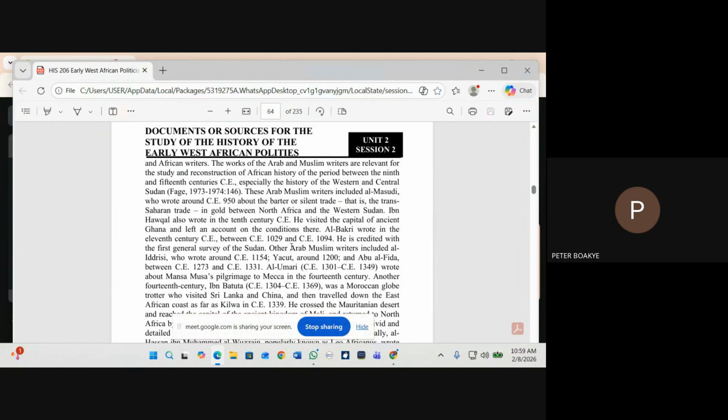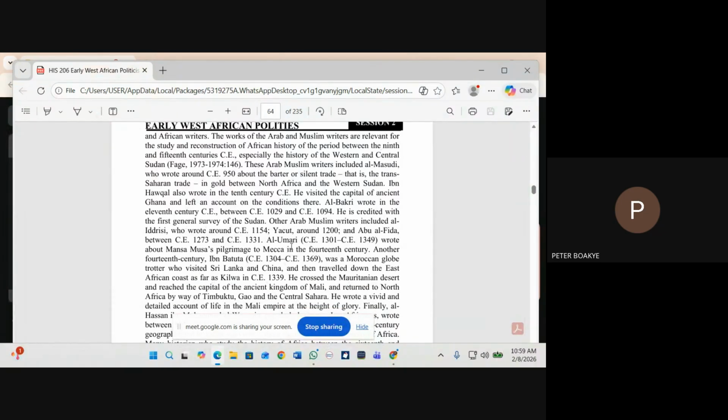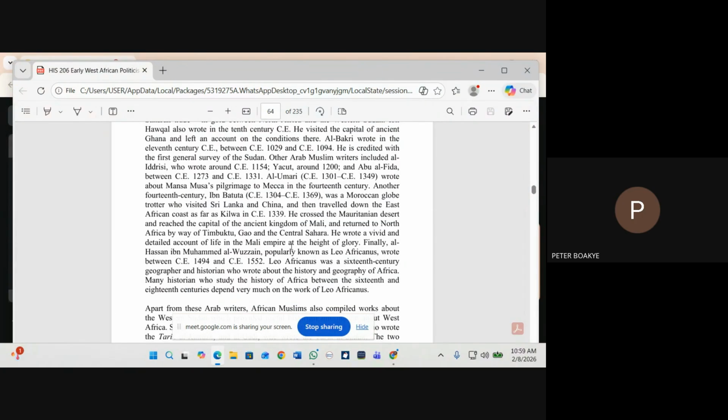who wrote about Mansa Musa's pilgrimage to Mecca in the 14th century. Another 14th century writer, Ibn Battuta, was a Moroccan globetrotter who visited Sri Lanka and China and then traveled down the East African coast as far as Kilwa. He crossed the Mauritanian desert and reached the capital of the Kingdom of Mali and returned to North Africa by way of Timbuktu, Gao, and the Central Sahara. All these people wrote, and we have a lot of vivid information about the life of Mansa Musa, especially when Mali was at the peak of its glory.